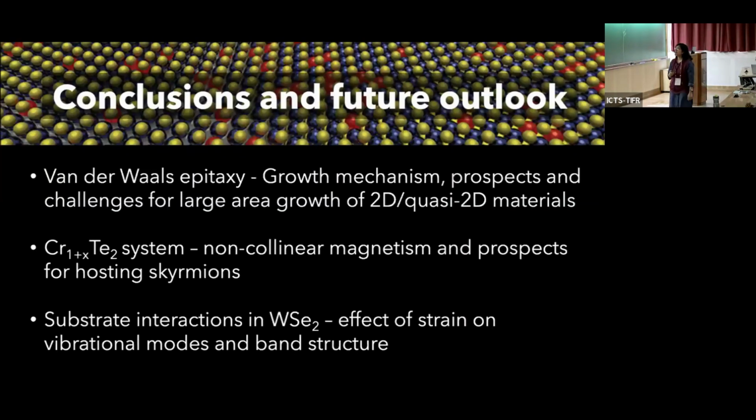So with this, I will conclude. I have told you about the van der Waals epitaxy, the growth mechanism and prospects for large area growth of 2D and quasi-2D materials. Then we have particularly looked into a chromium telluride system, which is a very interesting system, and the next plan is to look into what happens to these fermions when you have a magnetic Moiré superlattice. I have also talked to you about the substrate interactions in WSe2 when you try to grow them on substrates which have a large thermal expansion coefficient.